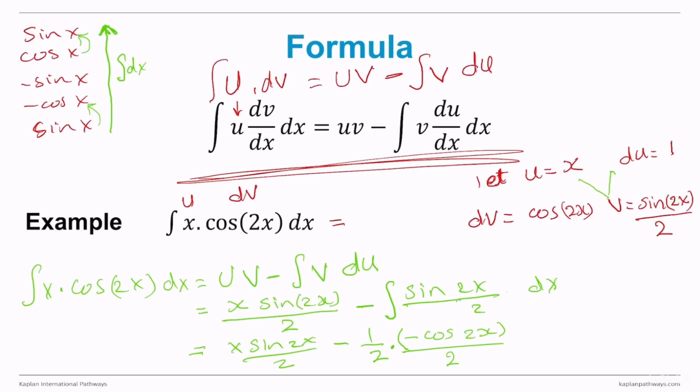So the final answer is going to be, I'll just change the color so you don't mix up, x sine 2x over 2 plus 1 over 4 cosine 2x. Okay, and that's it.